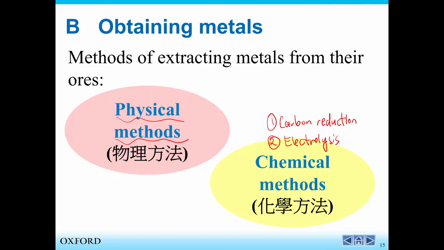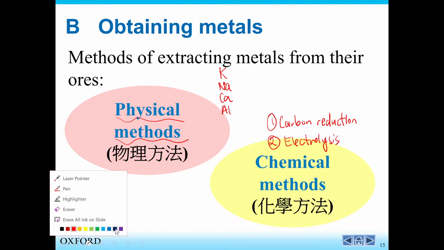And also, you may be wondering, sir, how do we know which metals are able to undergo a physical method like panning, which ones are going to do carbon reduction, and which ones are going to do electrolysis? So there's actually a list, a series. We call it the metal reactivity series. So on the top, you have potassium, sodium, calcium, aluminium. These are the top four. These will be extracted by electrolysis.